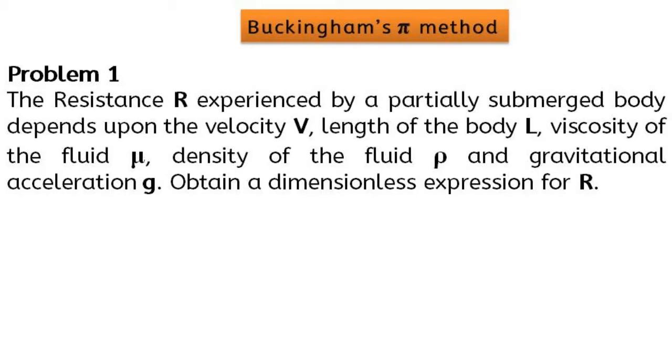The resistance R experienced by a partially submerged body depends upon the velocity v, length of the body L, viscosity of the fluid mu, density of the fluid ρ, and gravitational acceleration g. Obtain a dimensionless expression for R. Now here resistance R is nothing but a force experienced by a submerged body, and its resistance value depends on 5 variables V, L, mu, ρ and g.